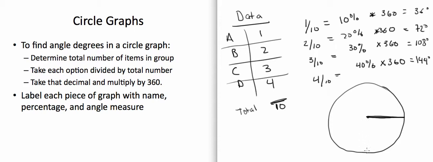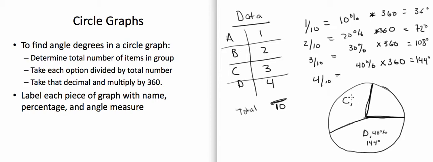A right angle is 90, straight line across is 180, so we're going to have an angle right in here of about 144. So we would say this is D, 40%, 144 degrees. Okay, so that's how we would label that. The next one is 108, so that's going to be coming from here. So 90 degrees straight up would be there. So we're going to go relatively right in there.